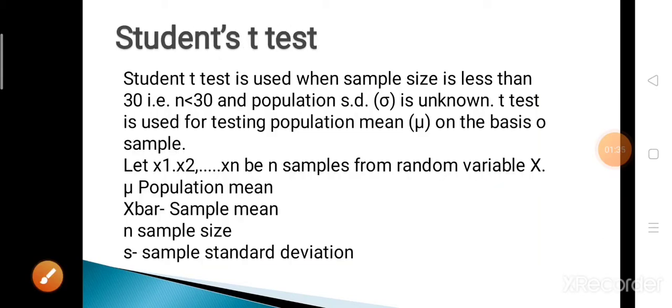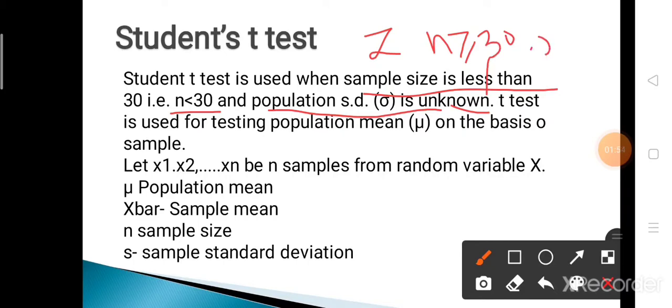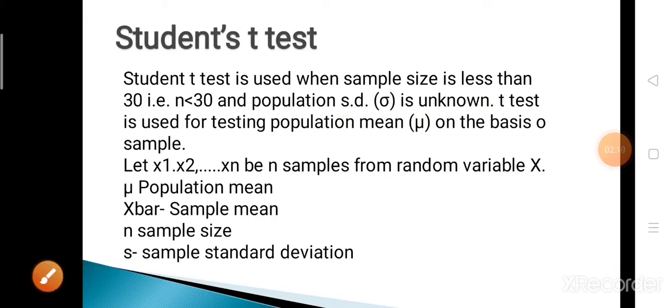Let's see the student t-test. The student t-test is used when your sample size is less than 30 and the population standard deviation sigma is unknown. The Z test is used when the sample size is greater than or equal to 30 and sigma, that is the population standard deviation, is known. But the student t-test is used when the sample size is less than 30 and the population standard deviation, that is sigma, is unknown. The t-test is used for testing the population mean mu on the basis of a sample.